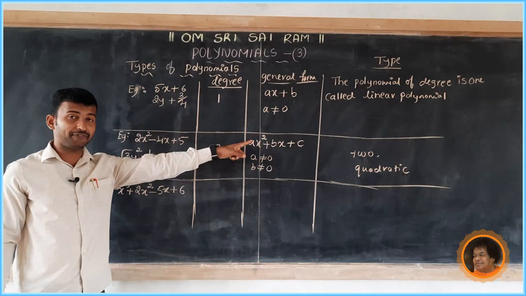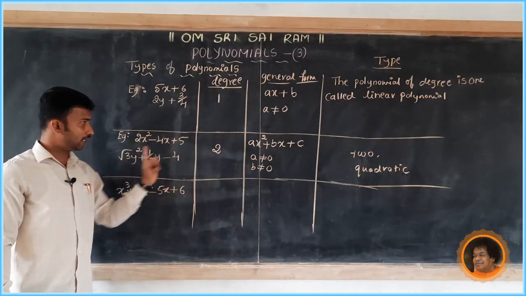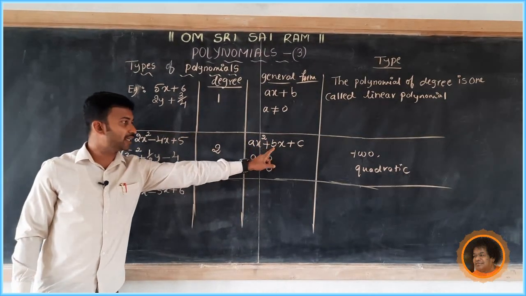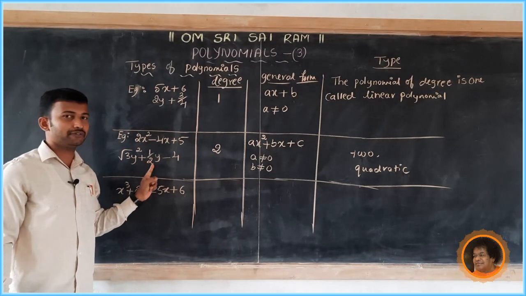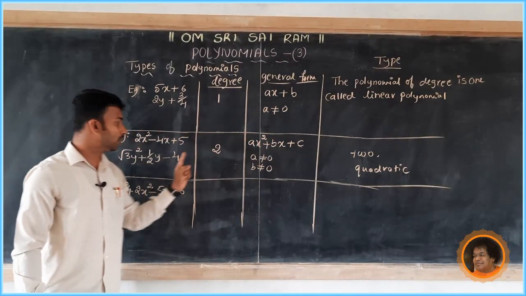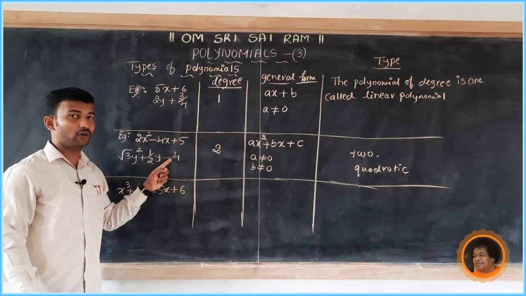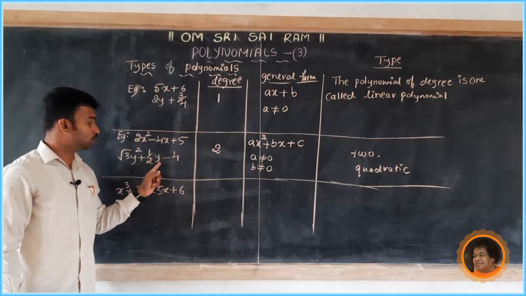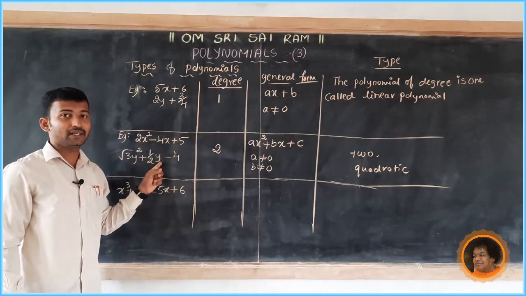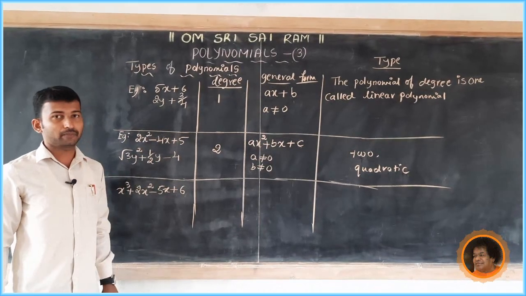One more example, root 3 y square plus half y minus 4. Compare with the general form. a equal to root 3 and b is equal to plus half and c is equal to minus 4, not plus 4, and the variable is y. The polynomial in variable y.